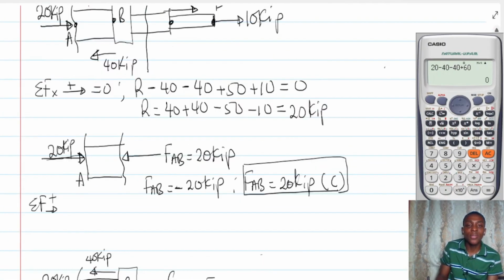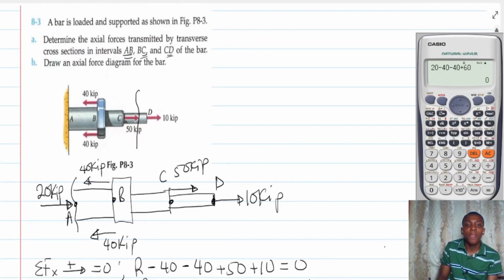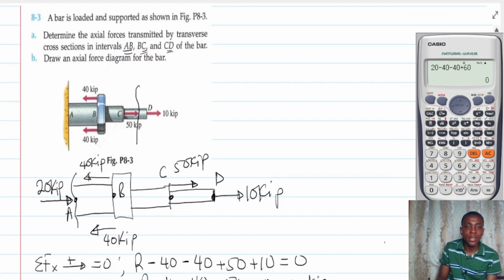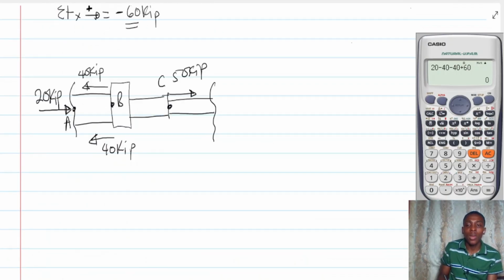Finally, let's look at CD. To get the force in member CD, again, we are going to take the cut between C and D. So let's take the portion this time around, between C and D. Can we do that? All right. So if I cut between C and D, I am going to have something like this.